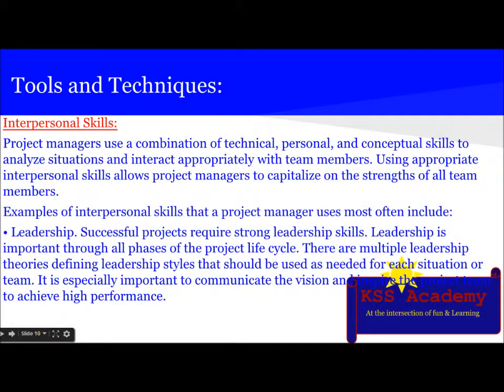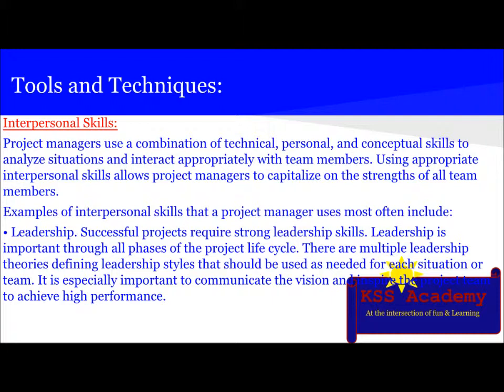The next tool and technique for managing the project team is interpersonal skills. Managers use a combination of technical, personal, and conceptual skills to analyze situations and interact appropriately with team members. Using appropriate interpersonal skills allows the project manager to capitalize on the strengths of all team members.